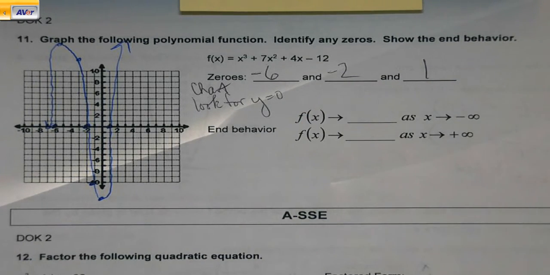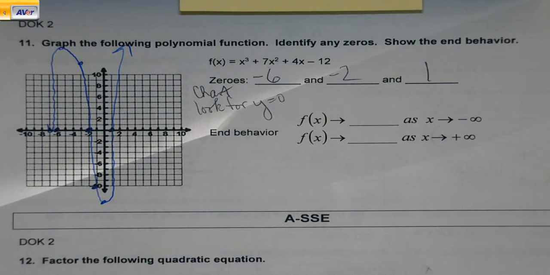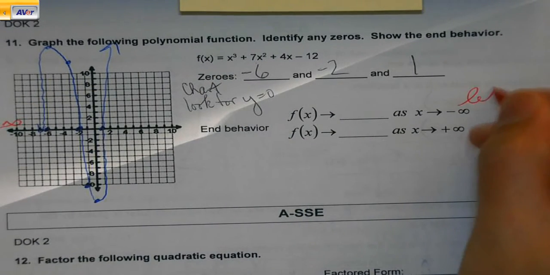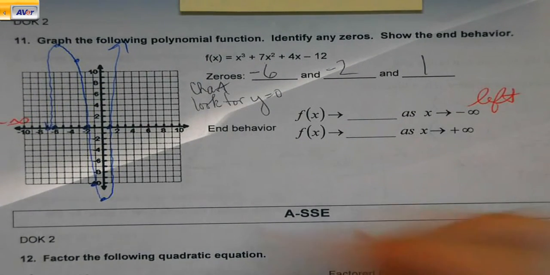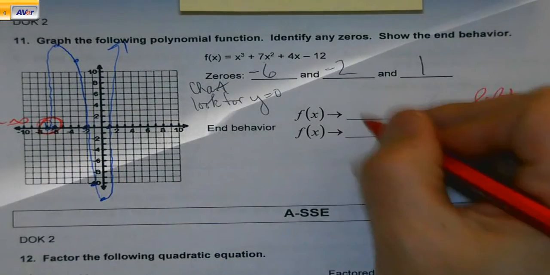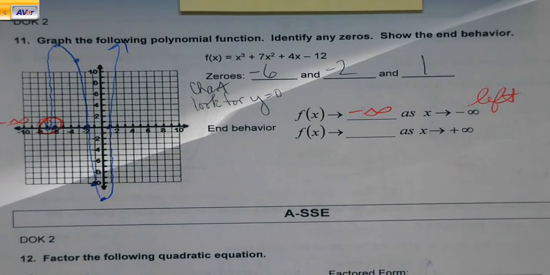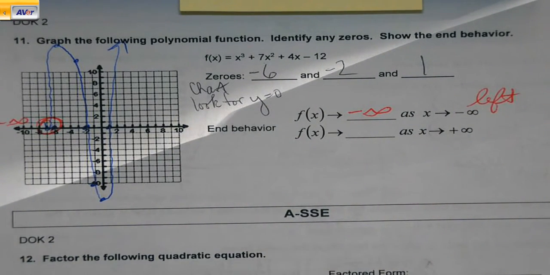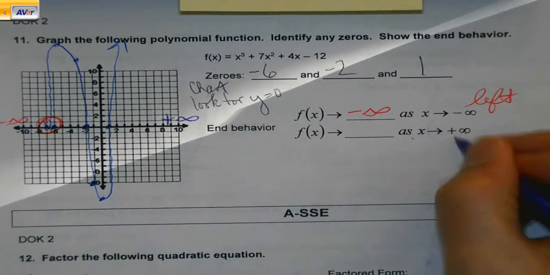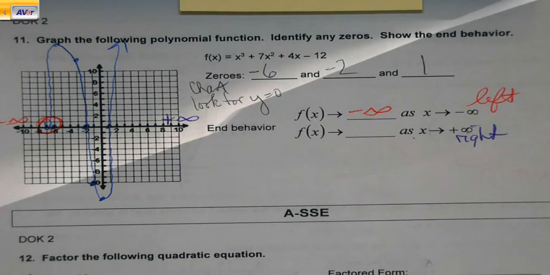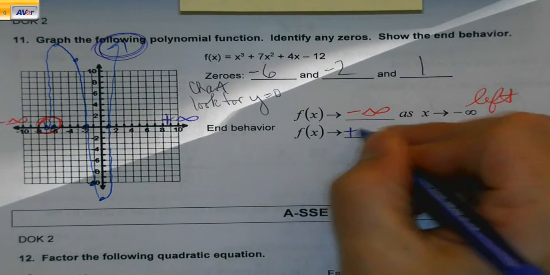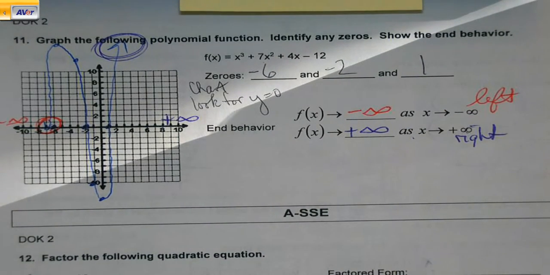And then end behavior, we've spoken about this before. As x approaches negative infinity, as x goes to the left, check out that arrow. What direction is it going? It's going down. Here's negative infinity. As x goes to positive infinity, as x goes to the right, which way is the arrow going? Looks like it's going up towards positive infinity. And I have that part.